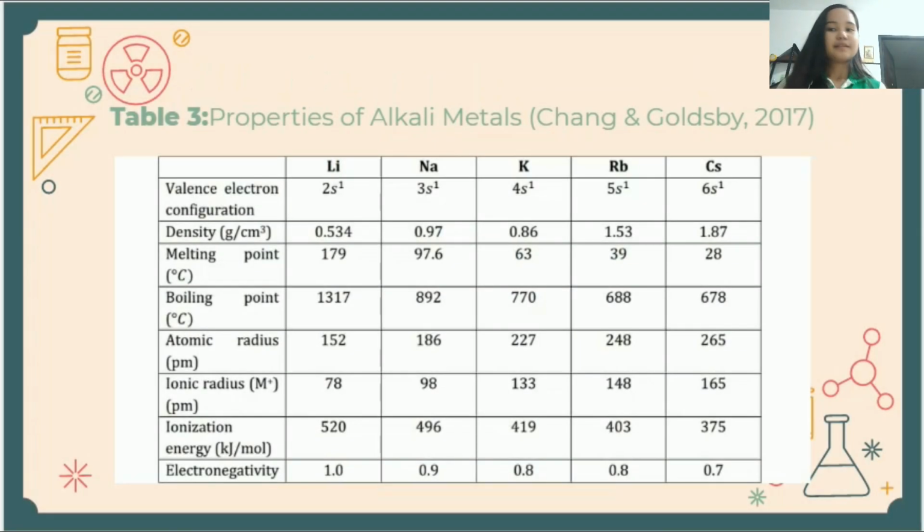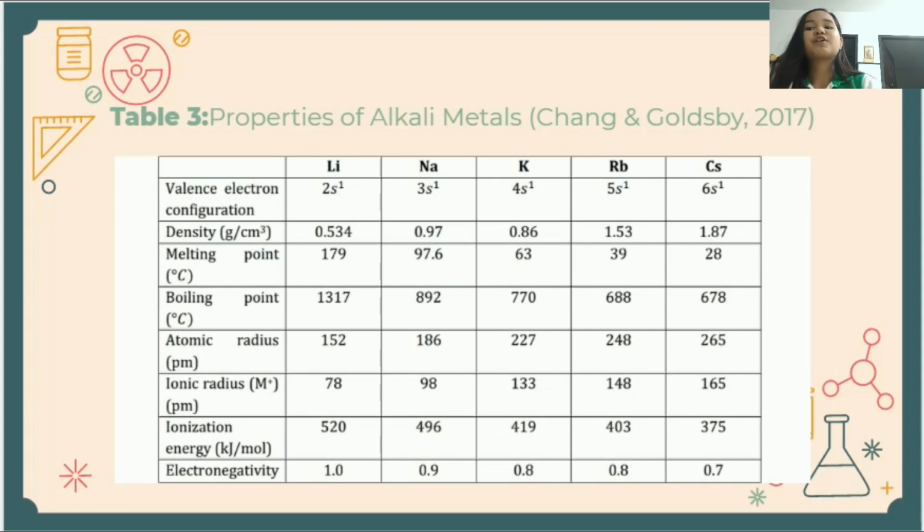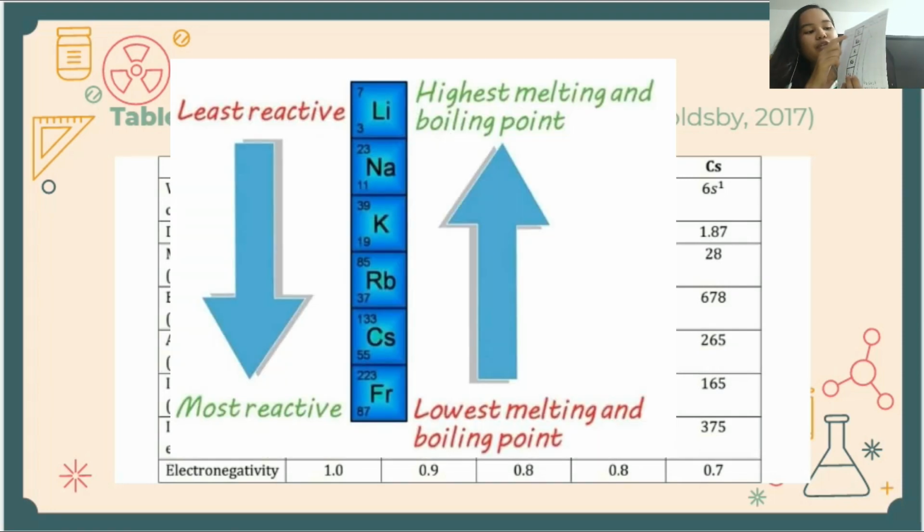And these are the other properties of alkali metals. As you can see in the table, the alkali metals all have one electron in their outer shells. The alkali metals generally become more dense down the group. But the trend is not perfect because potassium is less dense than sodium. As you go down the group, the elements become more reactive. Another trend as you go down the group is that the melting point and the boiling point decrease.